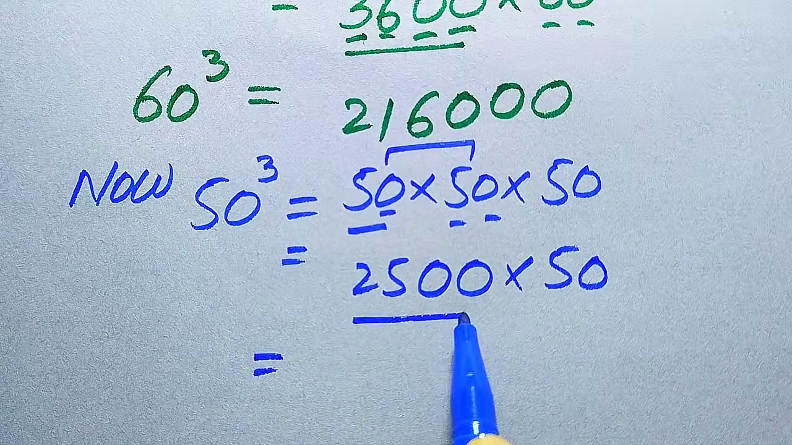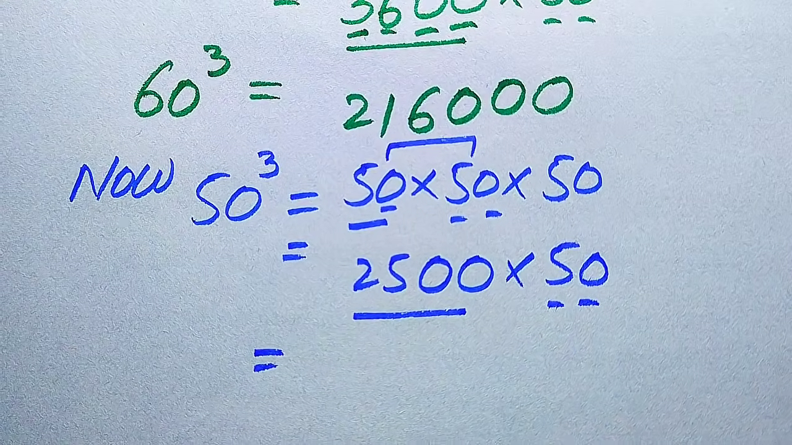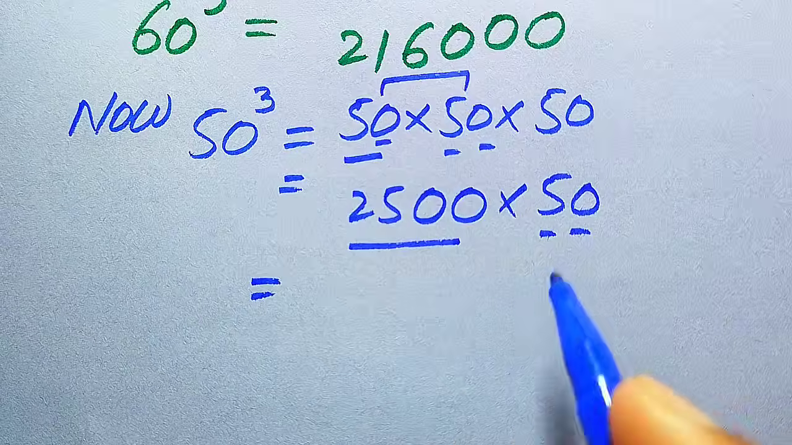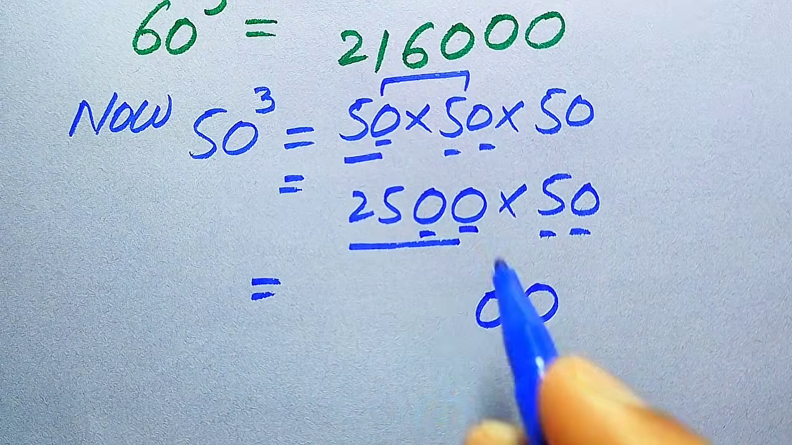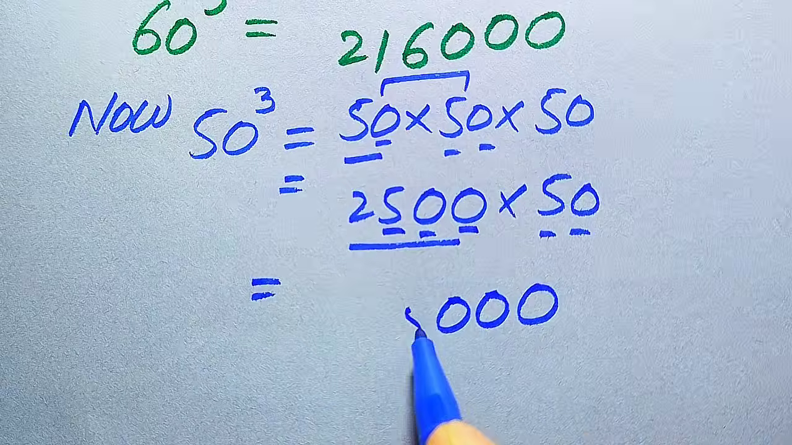Again we consider this as a one digit number and this as a two digit number. 0 times this complete number becomes 0, 5 times this number: 5 zeros are 0, 5 zeros are 0, 5 fives are 25.